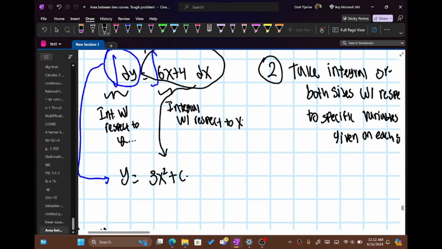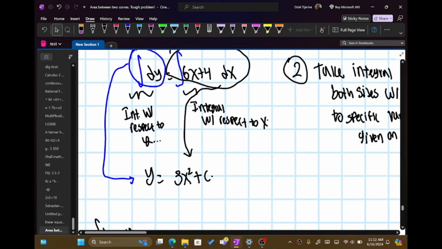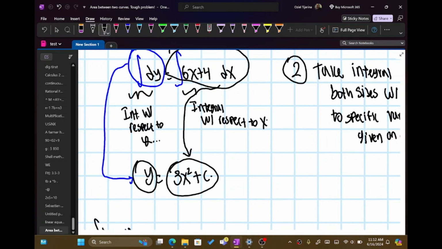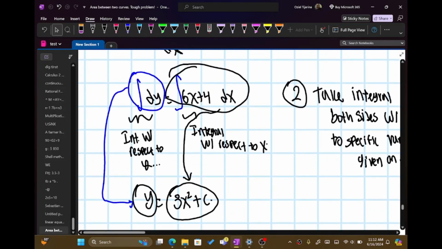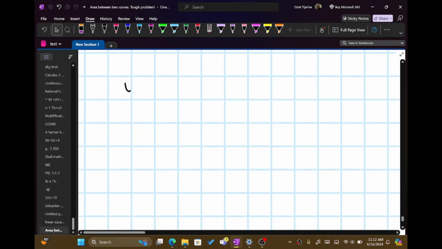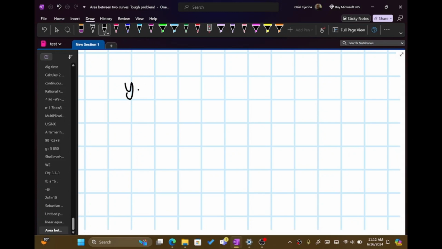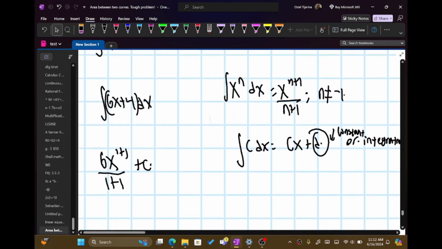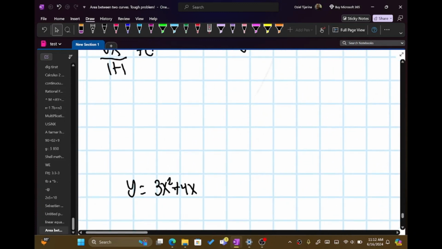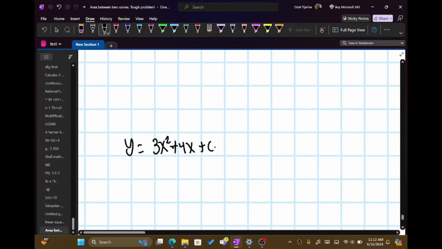Now, here's the thing, though. This is just going to be y, but this is going to be 3x squared plus c, because it's plus some constant. The one thing, guys, that I want to explain: it wouldn't be y plus c, at least I don't think. It's just going to be y, and then you're going to do 3x squared plus 4x, actually, and then plus some constant of integration, c.